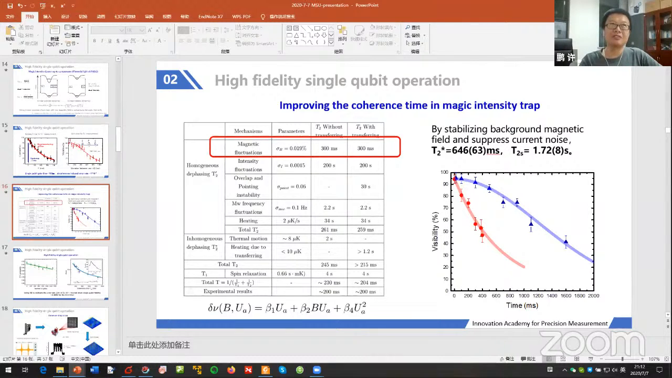And I think the key is to decrease the temperature of the atoms, either by Raman sideband cooling or EIT cooling or some other ways.